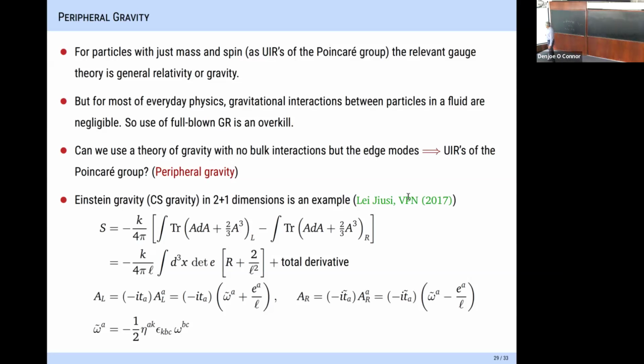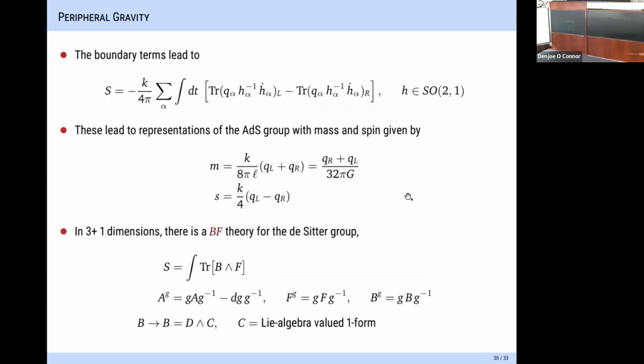Okay? So can we analyze this and see what happens? Because these are two theories which smack very much of being purely topological. Okay. So that's one thing we can try. And the answer is, you can look at the boundary terms, and they do precisely lead to the terms I showed you before. And there are two, there's a left group SO(2,1) and a right group, because there are two Chern-Simons terms, and you get two such terms here, corresponding to the left and the right piece.